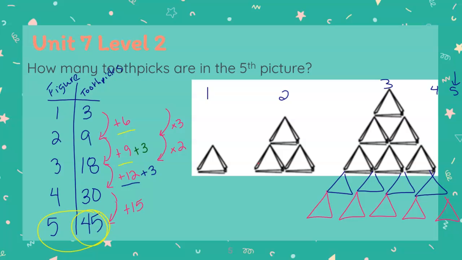6 plus 3 more was 9, plus 3 more was 12, plus 3 more was 15. We never had this multiplication because it looks like the pattern would be times 1, and that doesn't make sense. So good luck with your level 2 assignment.